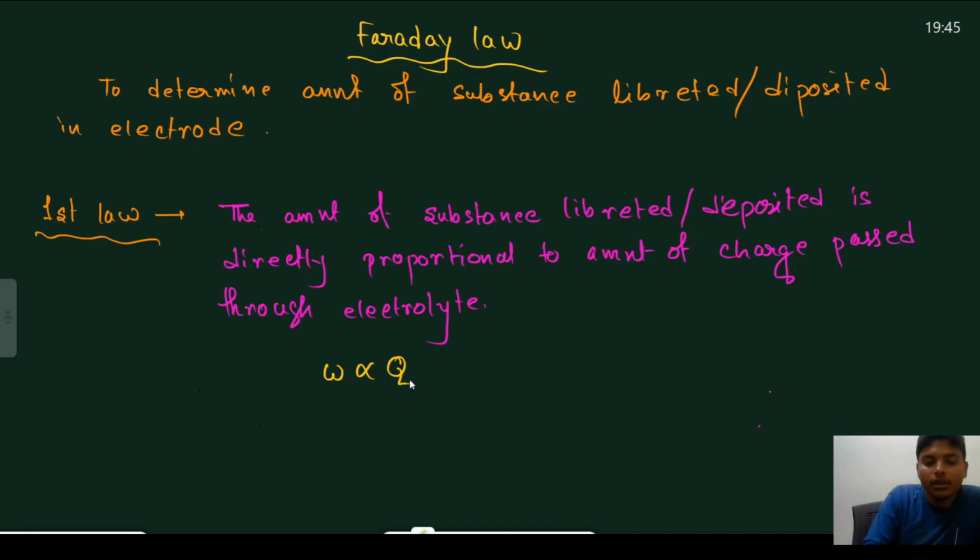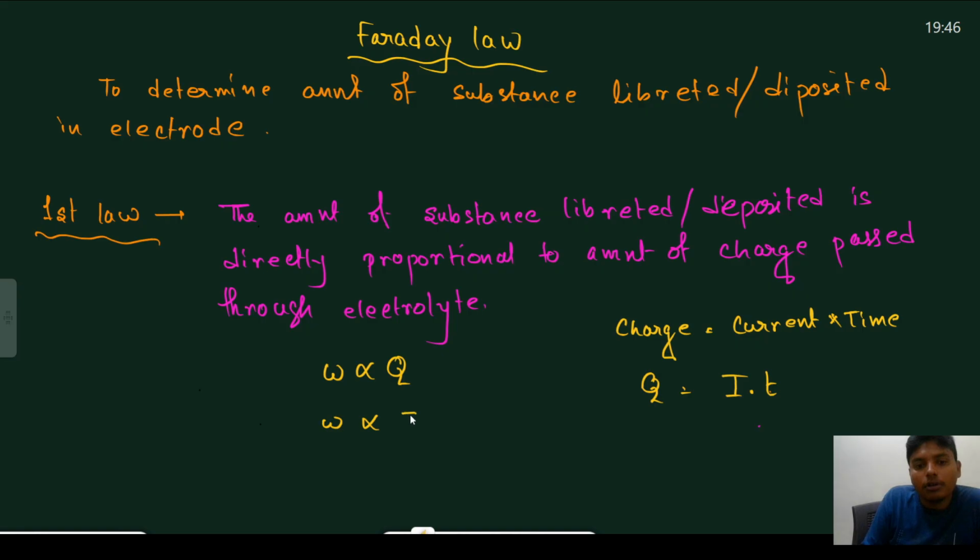Now in physics you learned that charge is equal to current into time. Yes or no? Current multiplied with time. So Q is equal to I into t, so W is directly proportional to I into t. Now if you remove the proportionality sign, what will you get? You will get W is equal to Z into Q, or W is equal to Z into I into small t.